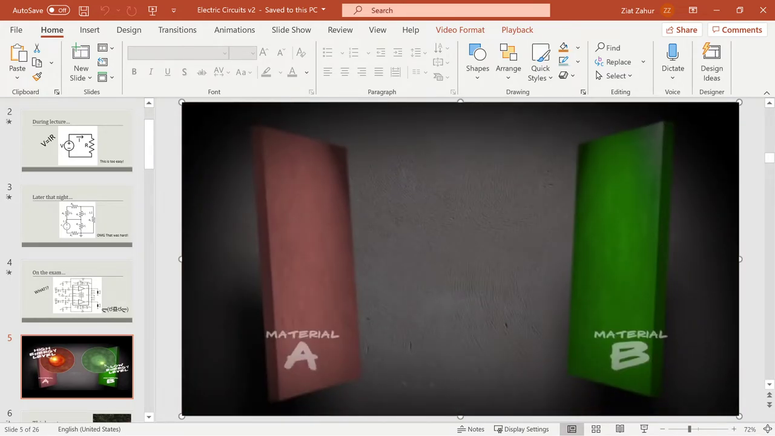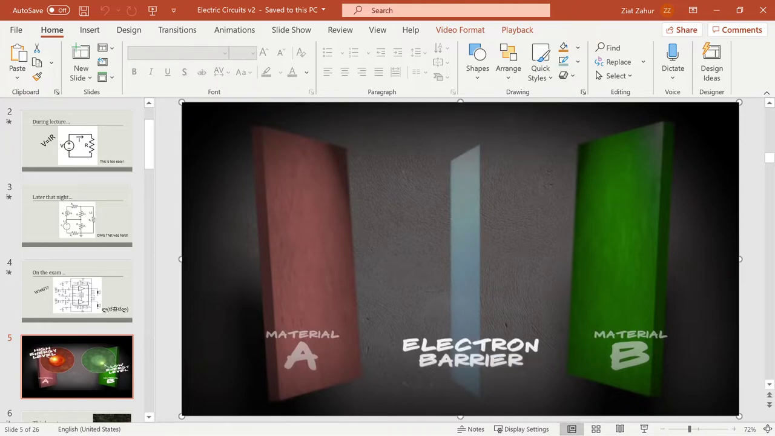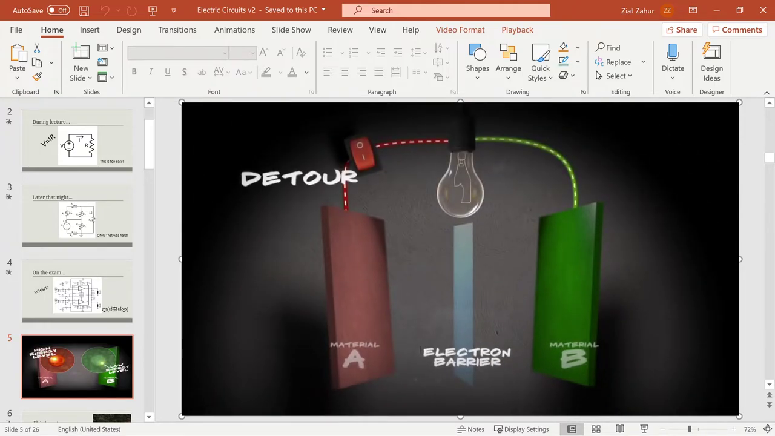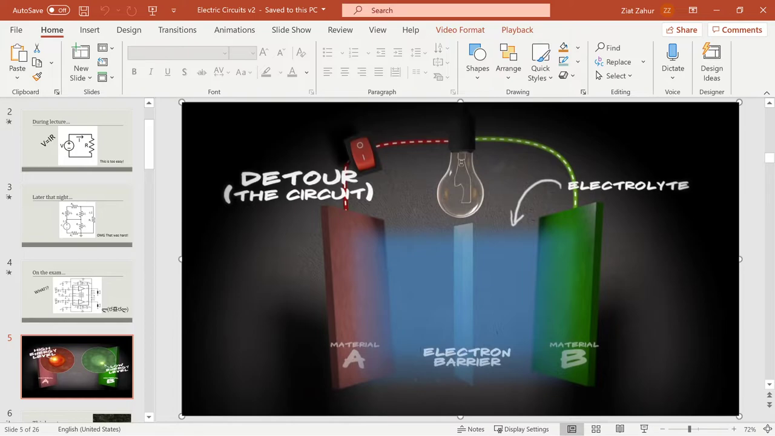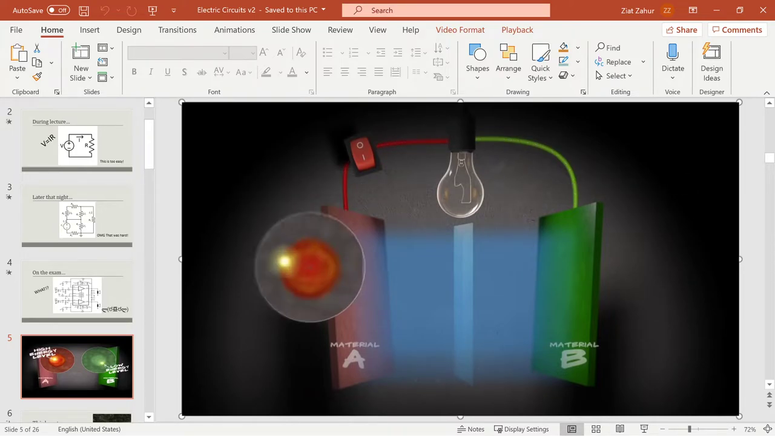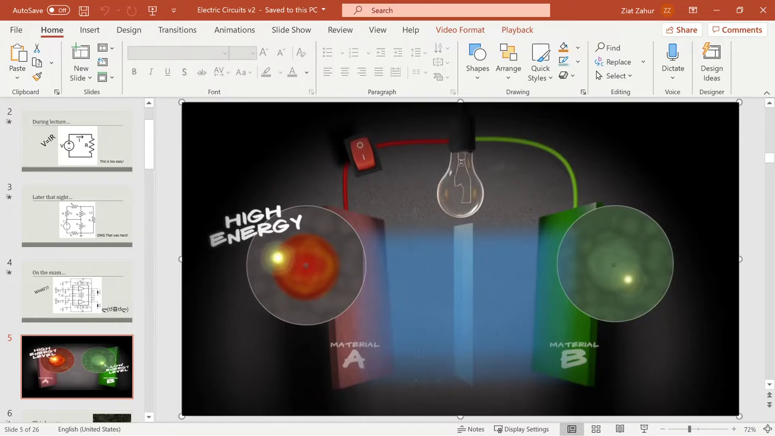To stop electrons from taking the shortcut, you need to add a barrier that forces them to take a detour. This detour is the circuit. In other words, the thing you're powering with the battery. And finally, you need something for ions to move around in. Here's how it works. With the circuit off, electrons in material A are stuck in their high energy, high stress atoms. Out of reach and on the other side of this electron barrier are material B atoms, which would offer an easy, cushy, low energy level position.